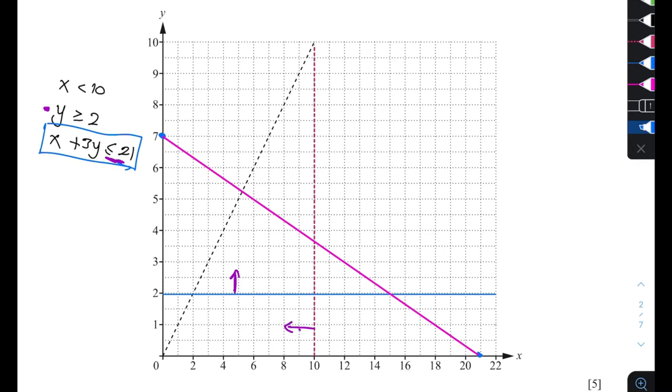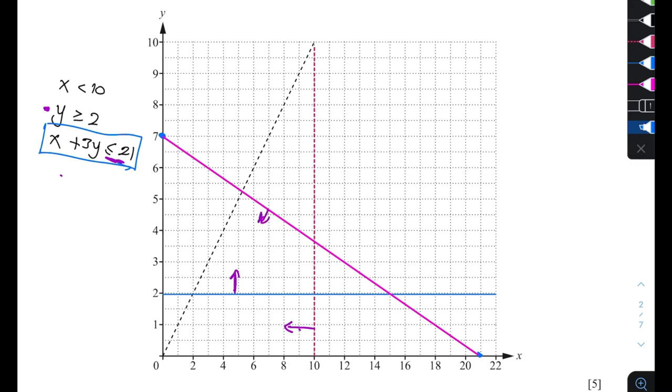So what I want you to do is choose any 2 points, one above this curve and one below, and see which will satisfy the equation. I'll just choose a point which is below. I want to choose this point 0, 0. If x is 0, y is 0, then 0 plus 0 is 0, and 0 is less or equal to 21, okay? So that means that if I were to shade, I will shade downwards.